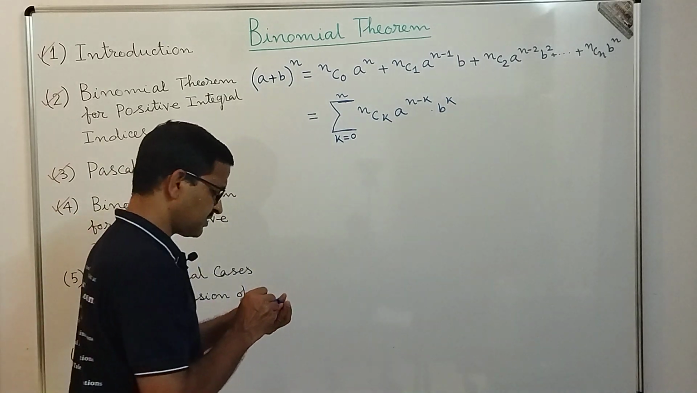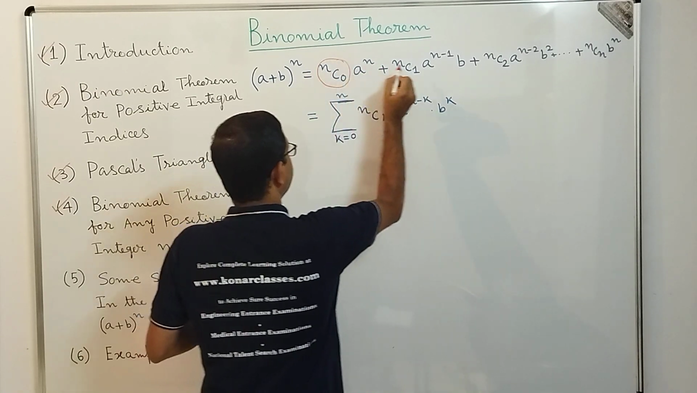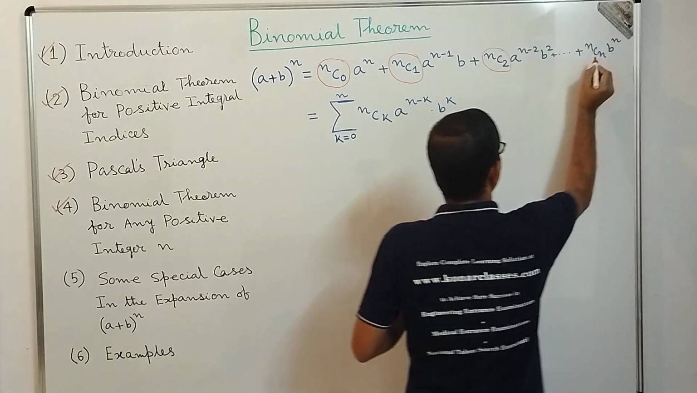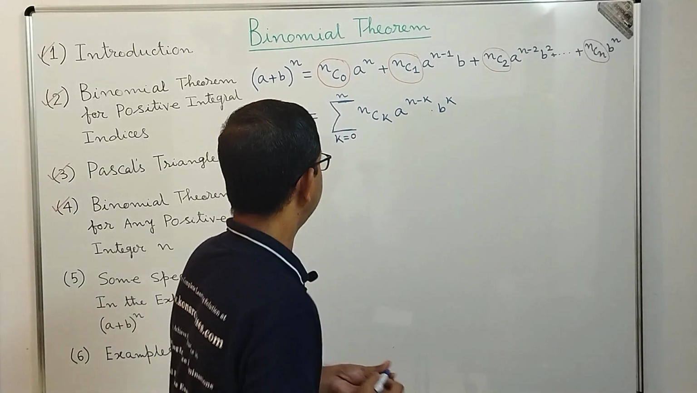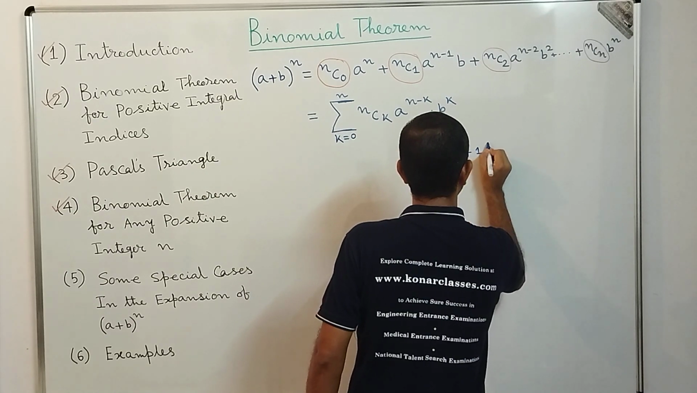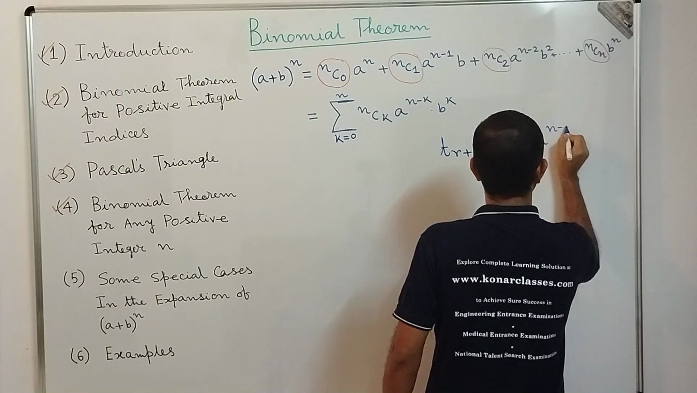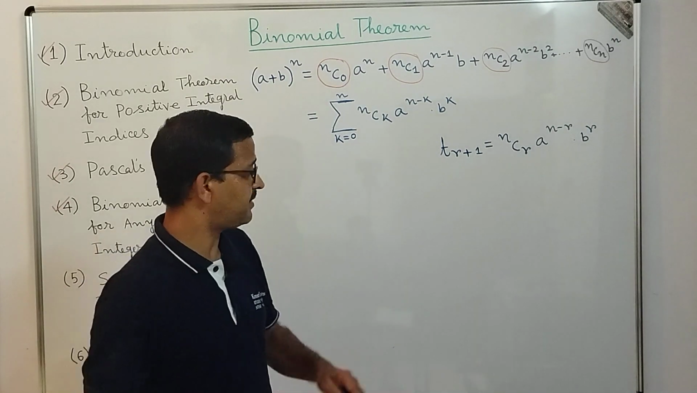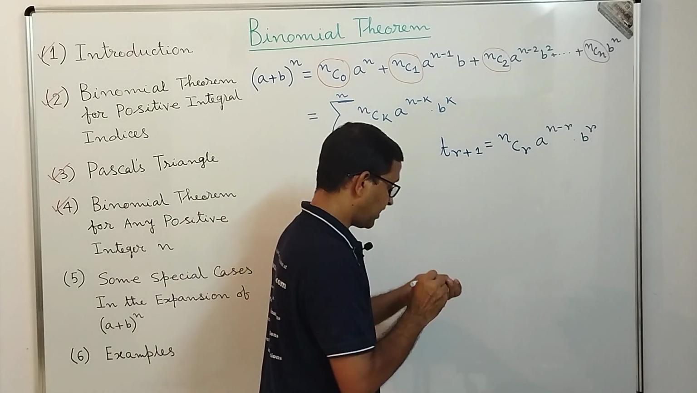Now what are these terms called? Sorry, this nc0, nc1, nc2, okay. In that way, if you go to the last term, that is ncn, okay. So what we are going to get, this term, or we can consider the r plus 1th term, tr plus 1, that is ncr into a power n minus r into b power r. We will discuss in detail the relevant properties, and there are several questions based on the general term, the r plus 1th term, that we will discuss.